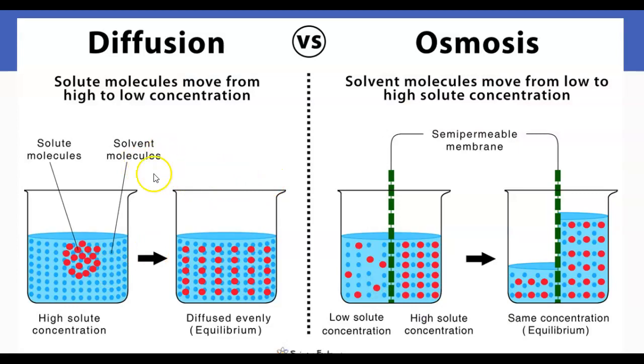So again, diffusion is the solute moving until it reaches equilibrium. Osmosis is talking about the water, and osmosis is still going to have water going from high to low, but it's going to go from low solute to high solute concentration. So it's the water, the solvent, going from high to low. That's going to mean low solute concentration to high solute concentration.